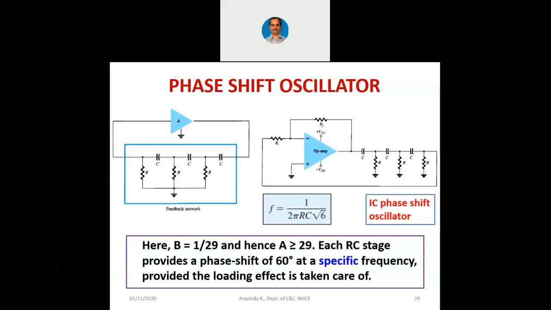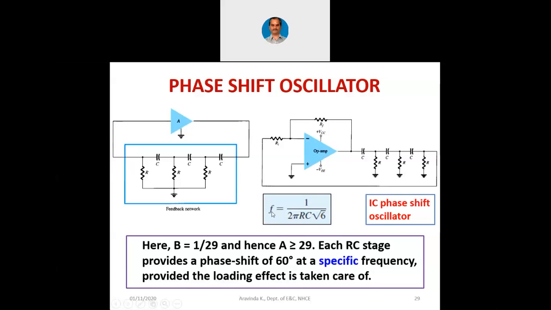Now, how can we design this operational amplifier's phase shift oscillator? Design is simple. Let us say you want to design an oscillator for 10 kilohertz. You know F equals 10 kilohertz. The formula is given as 1 over 2 pi RC into root 6. Now, choose C of a particular value, later you can compute R. Or choose R of a particular value, later you can compute C.